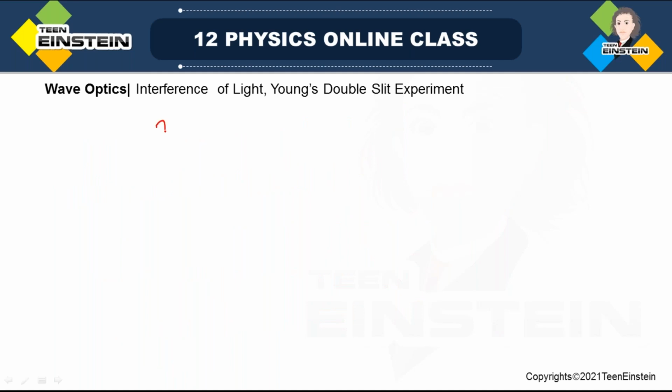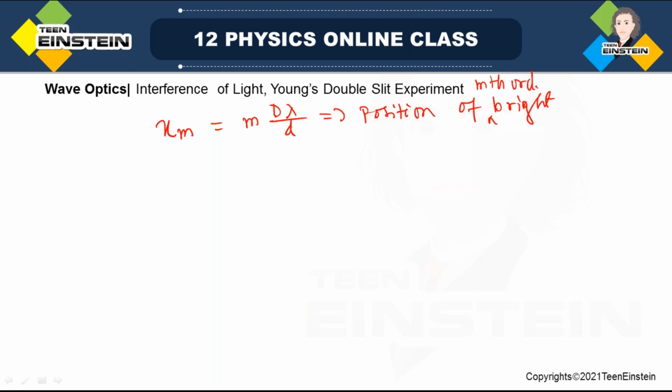Let me clear the line. So the position we have got is xm equal to D lambda by small d into m. This is the position of bright fringes. Here m is the order, m-th order bright fringe.